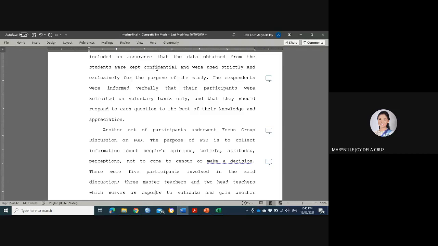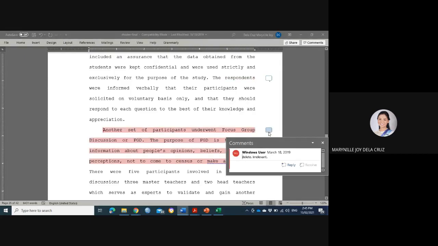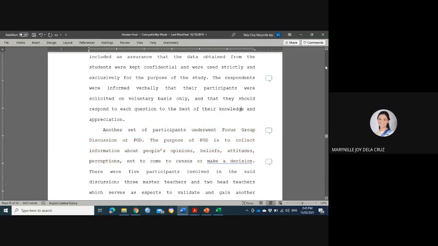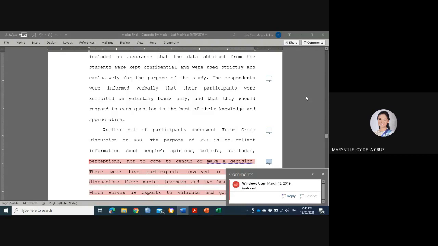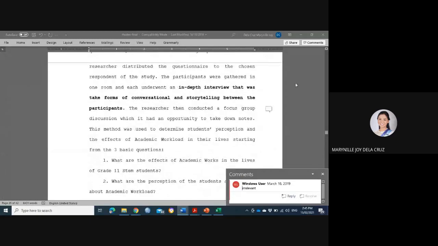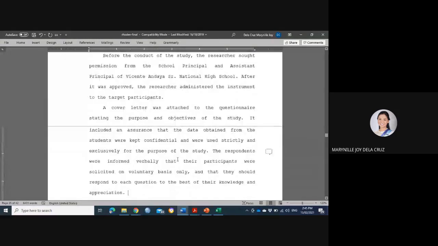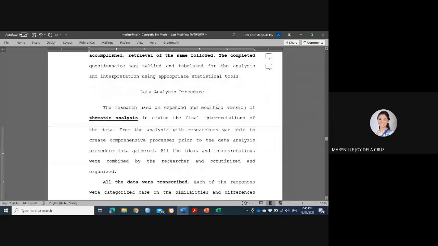As a teacher, I write down all the comments so that they will know which part is needed to be omitted or irrelevant or you need to retain. So as you can see, if I am the critic advisor, I indicate what is needed or not needed. Now, let's proceed. After data gathering procedure, you're going to write down your data analysis procedure. What do you mean by data analysis procedure? Meaning, you're going to describe how did you analyze your gathered data.